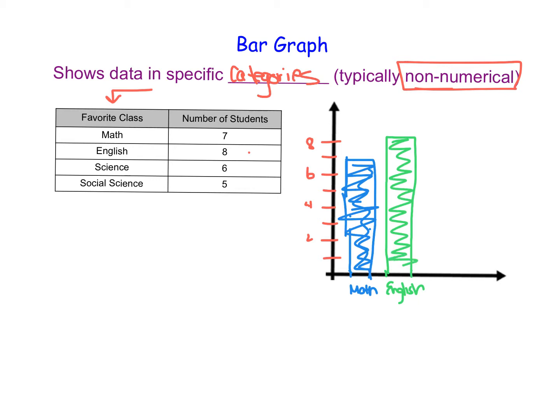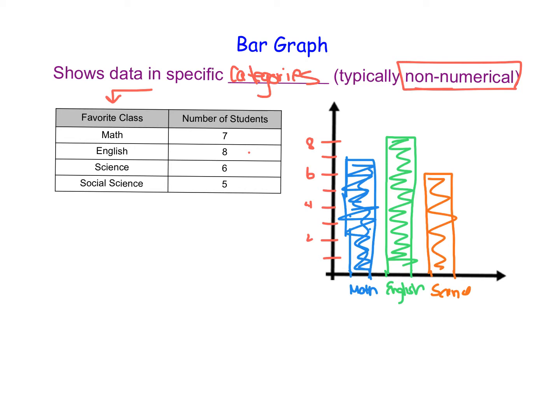And then we have science, which has 6 people. So then we're going to draw science out. So science is going to go up to 6, over and down.